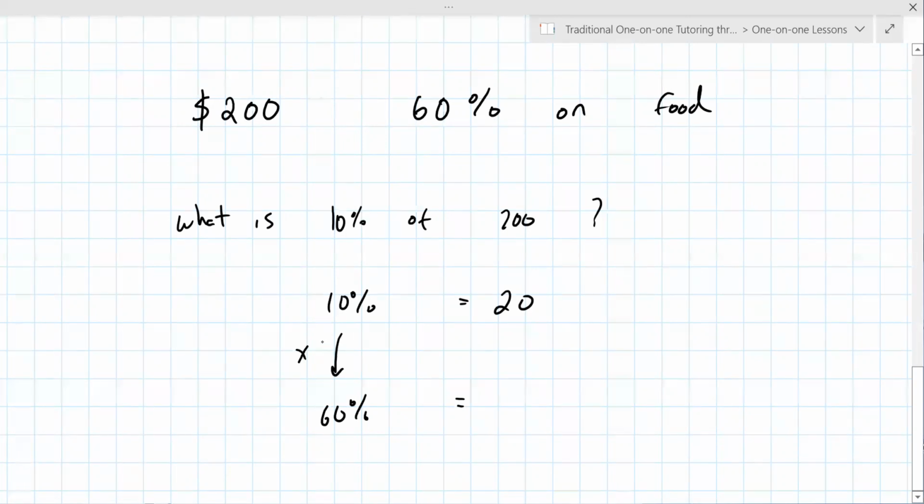What are you multiplying by? You're multiplying by 10%. 10 to go to 60 is multiplied by what? What do you multiply 10% by to go to 60%? 6. So you also need to multiply 20 by 6. And that's 120. Okay, very good.